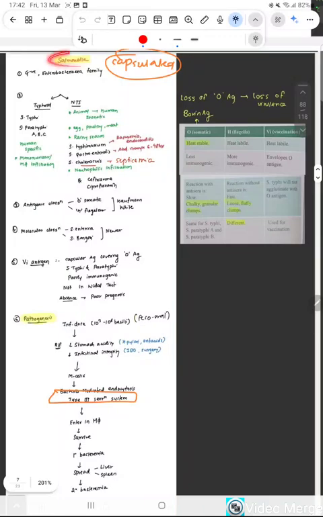So starting out with the first, that is typhoid. Typhoid is caused by Salmonella, which is gram negative. It belongs to the Enterobacteriaceae family. There are two types: typhoid-causing Salmonella and non-typhoid Salmonella. Non-typhoid consists of Salmonella typhimurium, Salmonella gastroenteritis, and Salmonella cholerae.